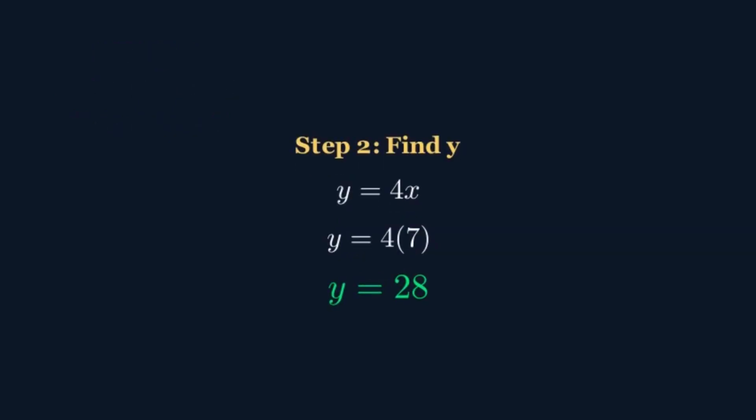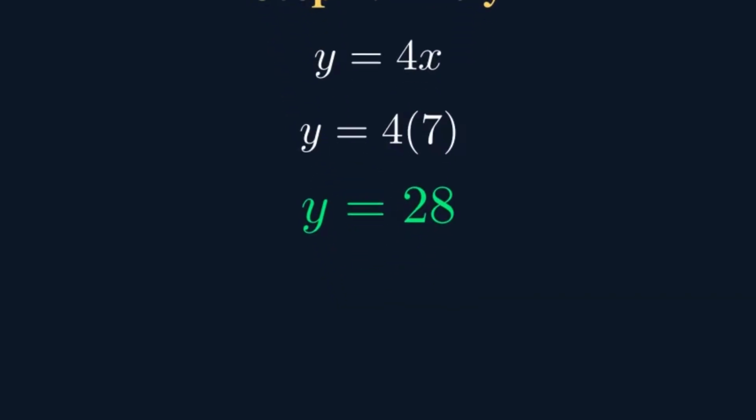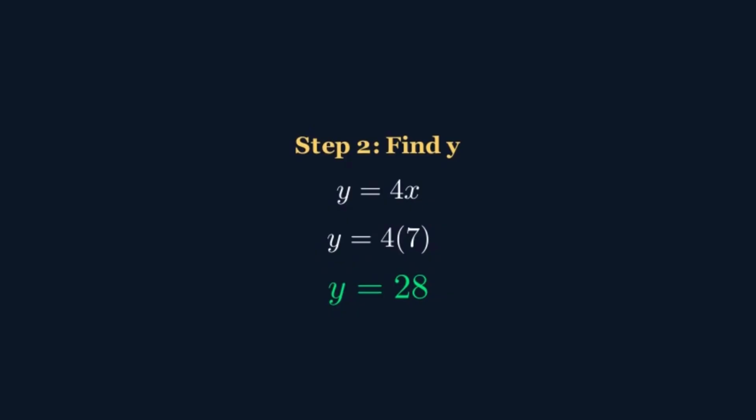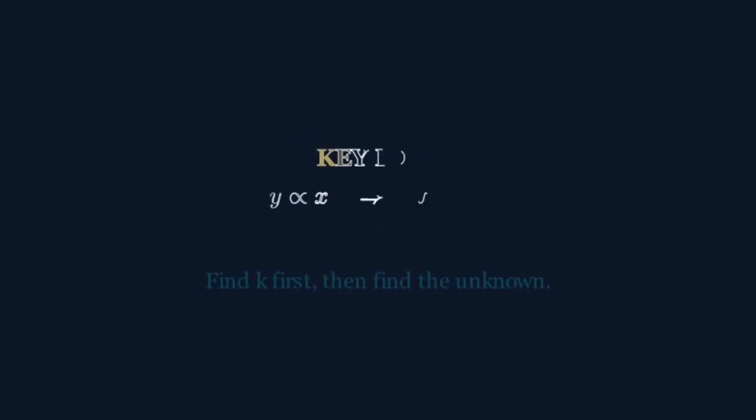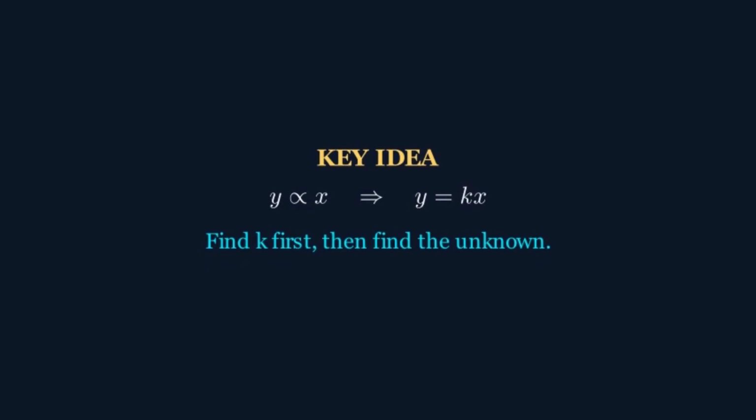Step 2. Find y. Since k equals 4, our equation becomes y equals 4x. We are told that x equals 7, so y equals 4 times 7. Therefore, y equals 28. And that's our answer. Remember the key idea. When dealing with direct proportion, find k first, then find the unknown.